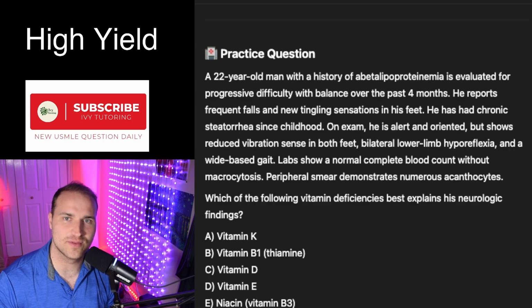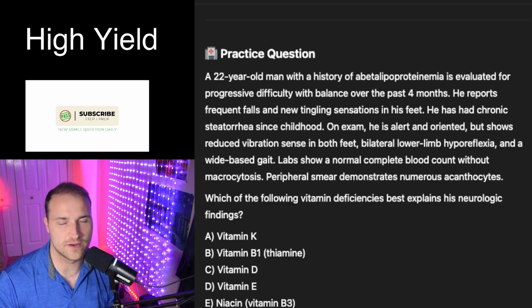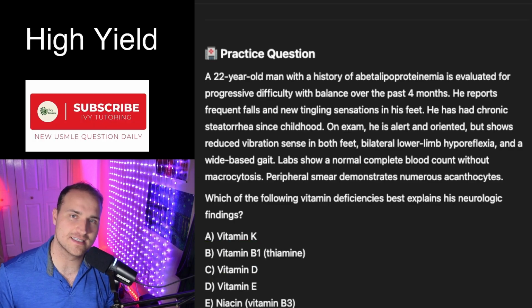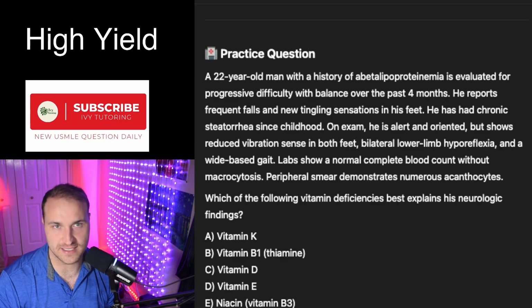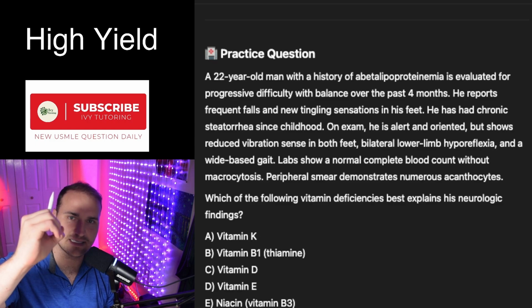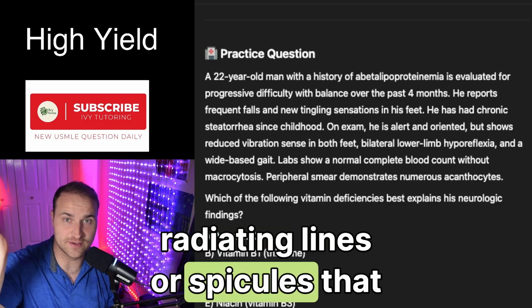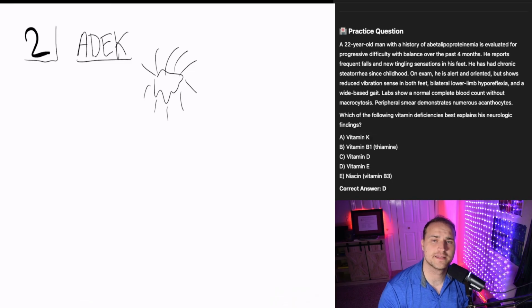Labs show normal complete blood count without macrocytosis. Peripheral smear demonstrates numerous acanthocytes, also known as spur cells, which are red blood cells with a distinctive spiculated appearance, with irregularly spaced thorny projections of varying sizes. And spiculated just means it's like a mass with sharp radiating lines or spicules that extend from the borders, kind of like that. And so which of the following vitamin deficiencies explains this finding?